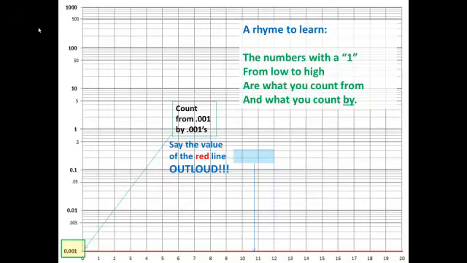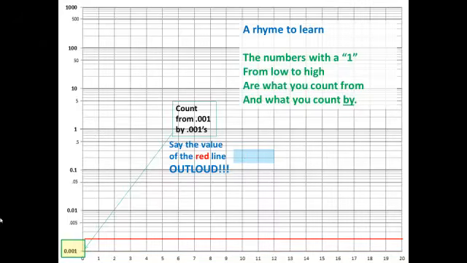You look at the very bottom, down low, and you see a number with a 1 in it, and it's 0.001. And this tells you what to count from and by. So you count from 0.001 by 0.001s. So say the value of the red line out loud. Here's the red line. You can say it and it'll appear right here in this blue box. So say the number of that red line out loud. Okay. And did you say 0.001? Hopefully you did. Let's try another one.